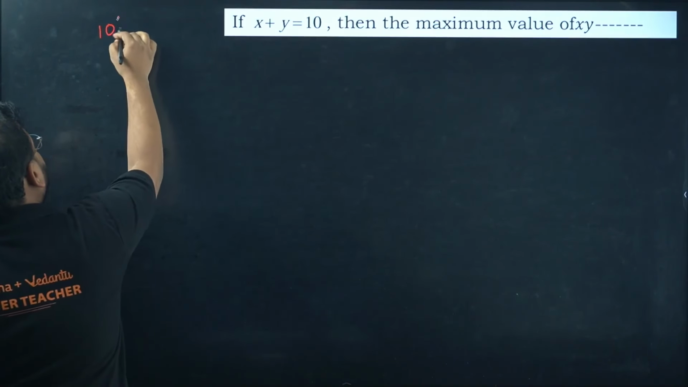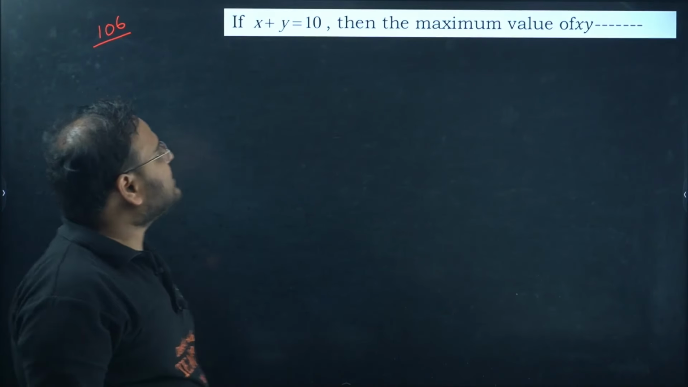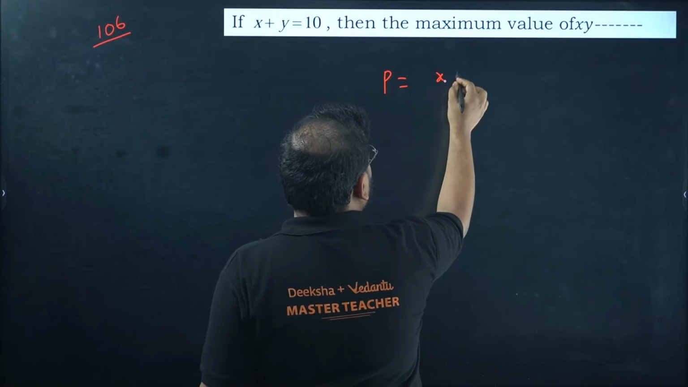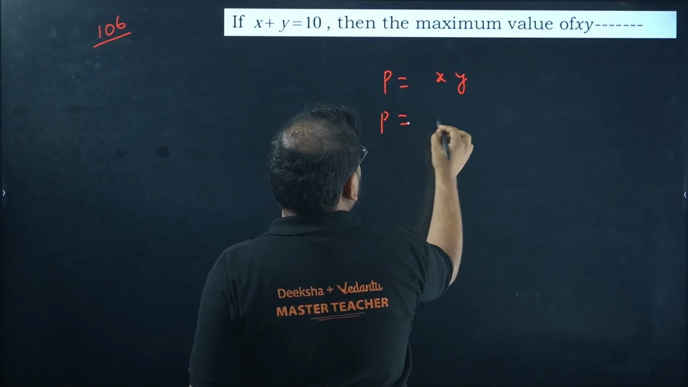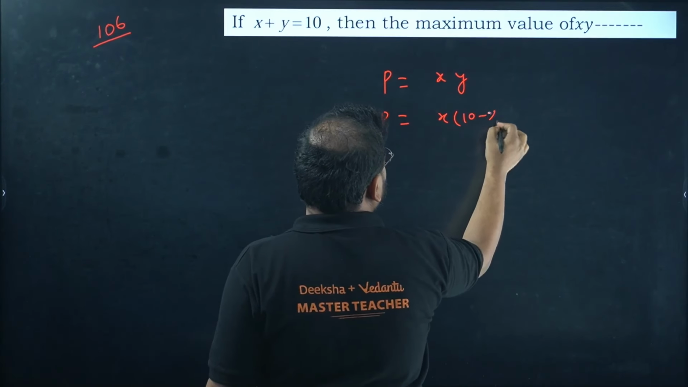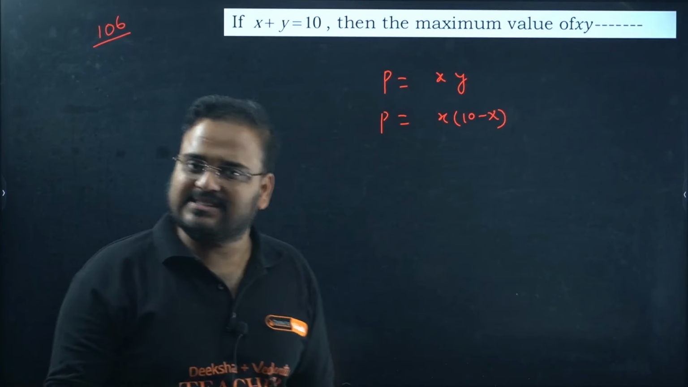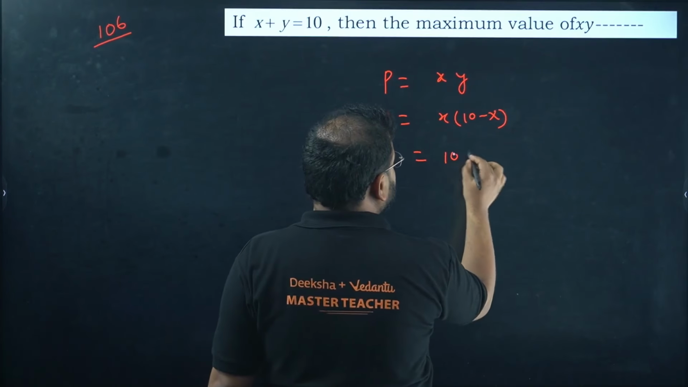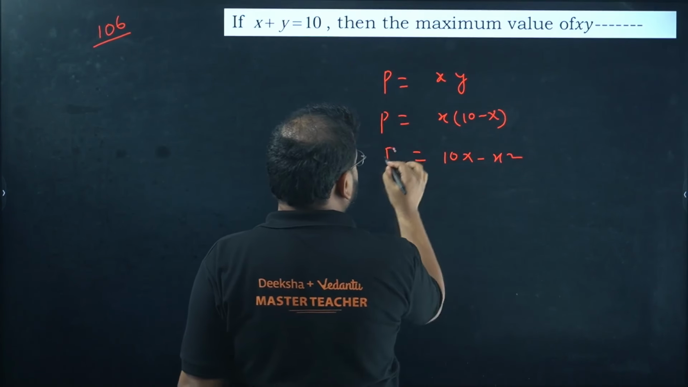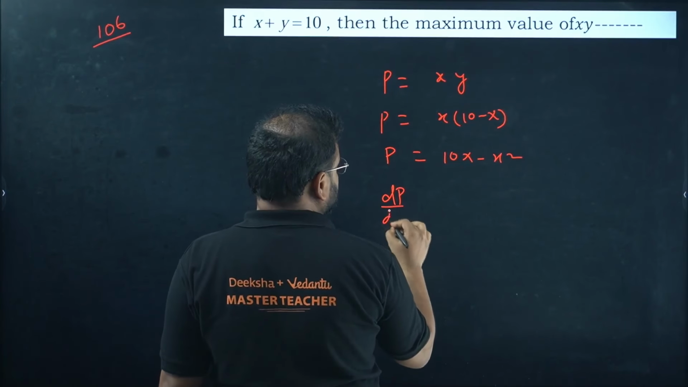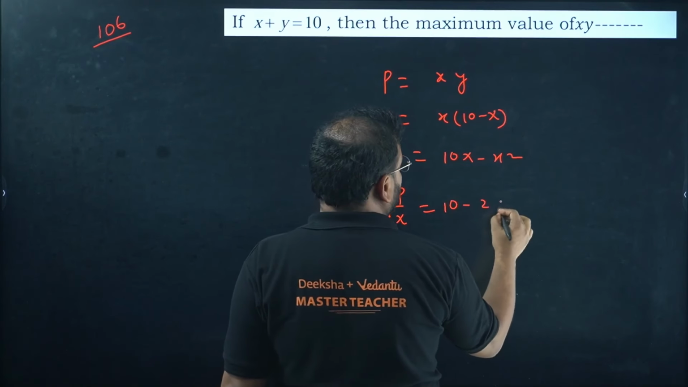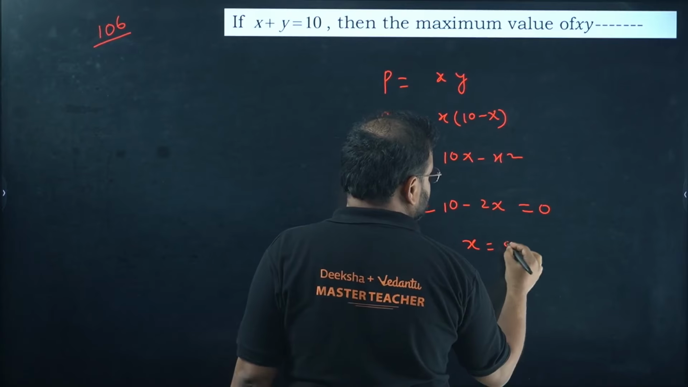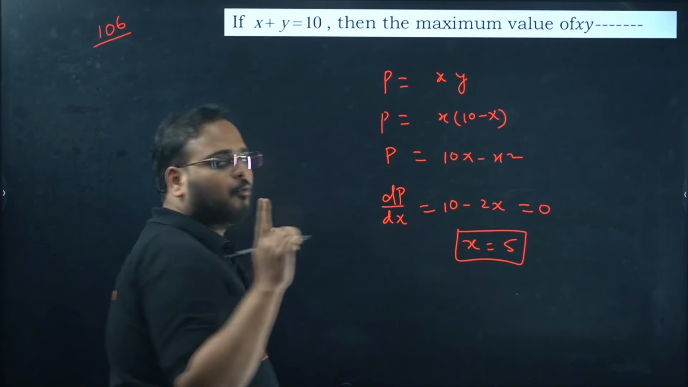106. x plus y is 10, and they are asking for the maximum value of xy. So take P equals the product x into y. So P will be x times 10 minus x, because y plus x is 10, which means y will be 10 minus x. So 10x minus x square is P. Differentiate now with respect to x. You'll get 10 minus 2x. Put it equal to 0 to find the critical point. The x value is 5.